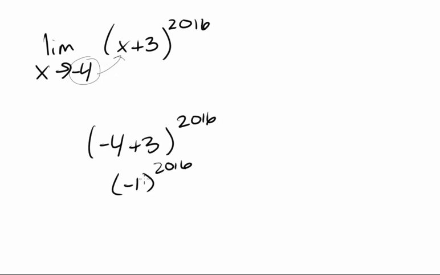Now, to solve this, all you have to do is say, okay, well, this is minus 1. For every power that is odd, we get minus 1. For every power that is even, we get positive 1. Well, since this is even, we get positive 1. And there's our answer. Simple as that.